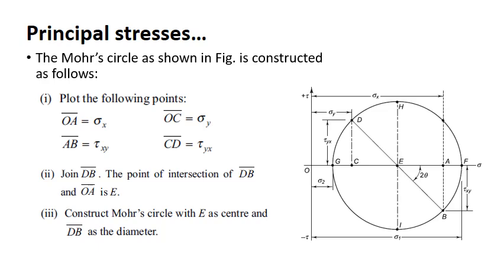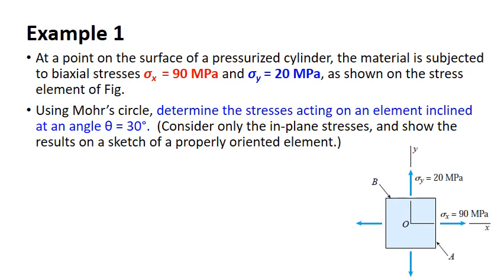So here point F indicates theta equal to 0 and point G indicates theta equal to 180 degree, and normally we move the plane in the counterclockwise direction. We will see how to find the stresses on it. So let us take an example.